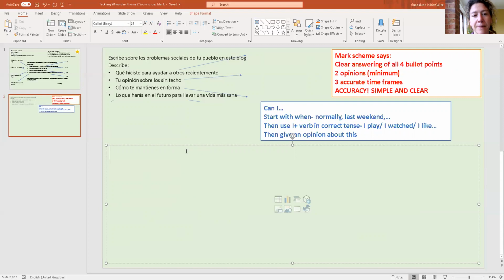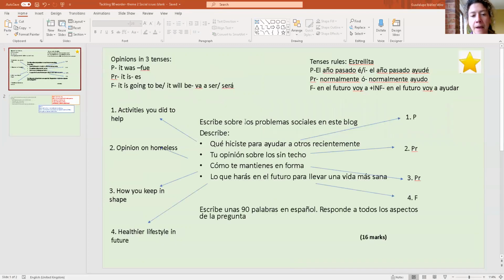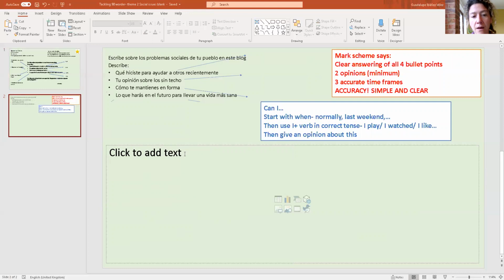So, ¿qué hiciste para ayudar a otros recientemente? And that one is things that you did to help others recently. So I need the past tense. Let's go through el año pasado, or ayer. Wonderful. So can I start with when in here? And I think I can. I think I'm going to start by saying yesterday. Can I remember how to say yesterday? If not, use a different time frame, but I'm going to pick yesterday, which is ayer.